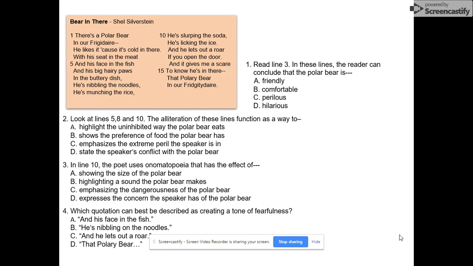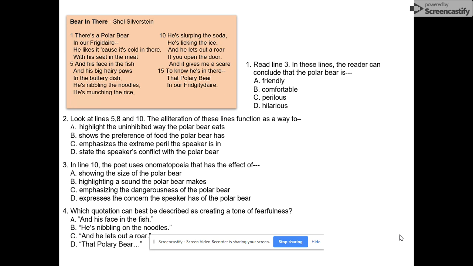Is the speaker a polar bear, a refrigerator, or a little kid? Well, I hope you understood that the speaker of this poem is a little kid, and the kid is imagining that there is a polar bear living in his or her refrigerator. So let's go ahead and take a look at question number 1.